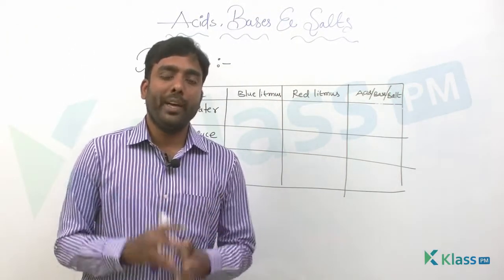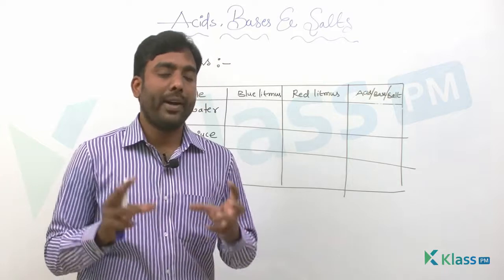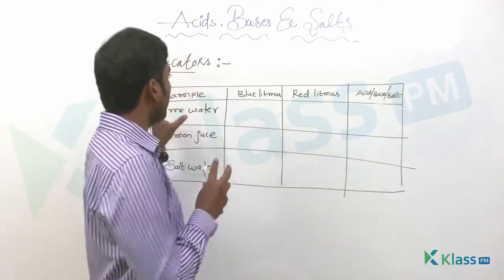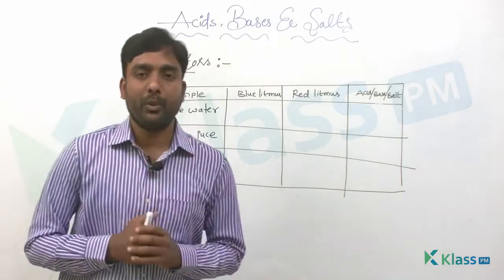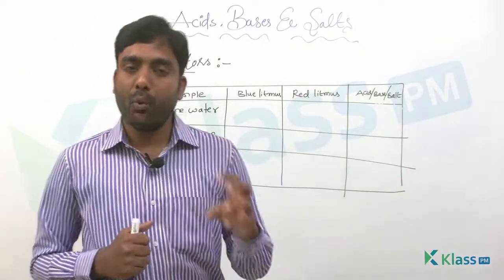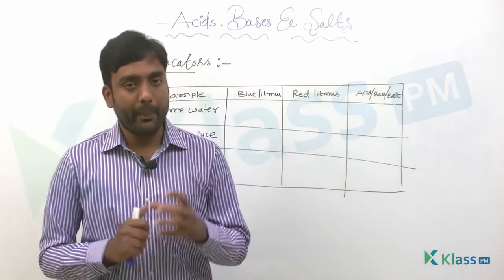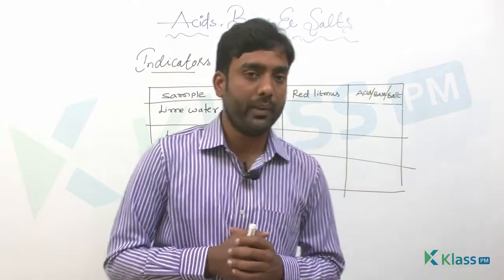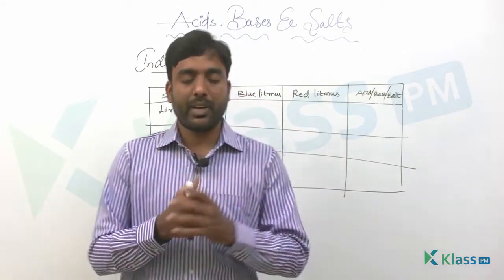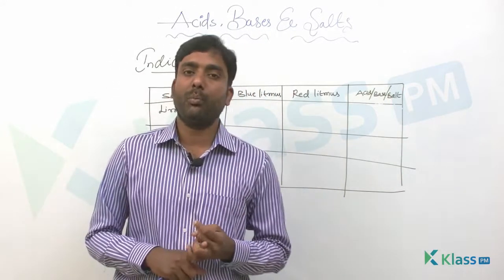Now we will do one experiment. With this experiment, we will try to understand more deeply about the indicators, especially litmus. So for this experiment, we will take three samples. In one beaker, I will take the lime water. In another beaker, I will take the lemon juice. In the third beaker, I will take the salt solution or sugar solution, anything. Now I will take some strips of red litmus and some strips of blue litmus.